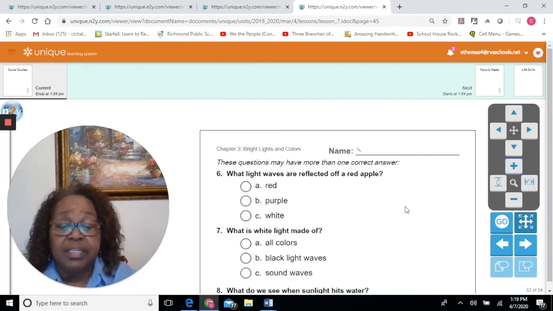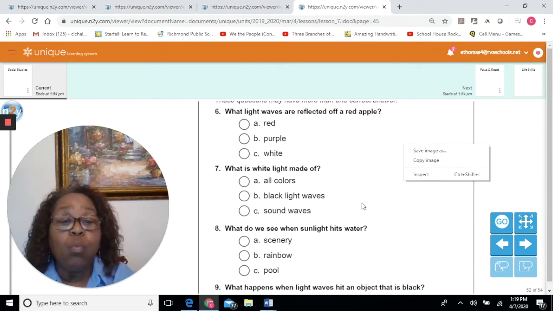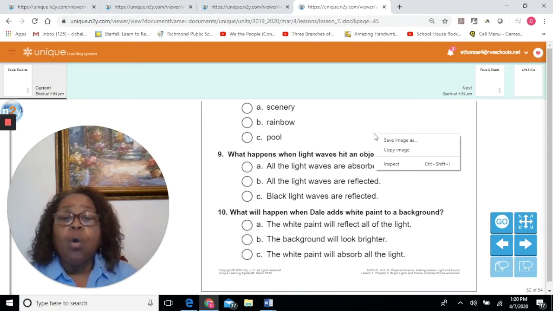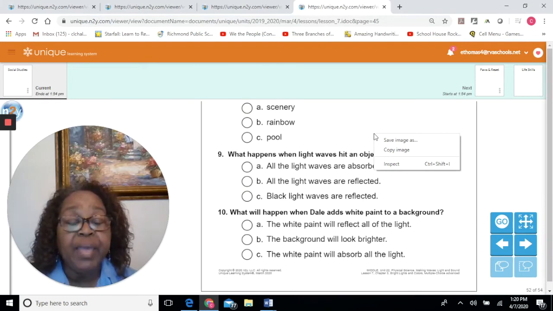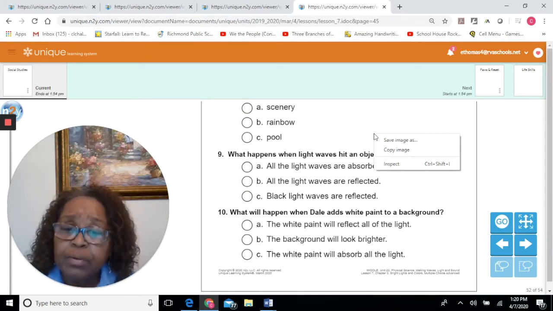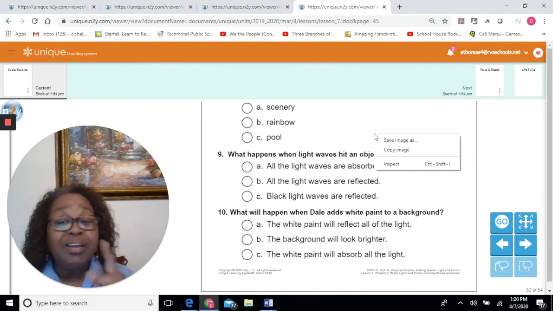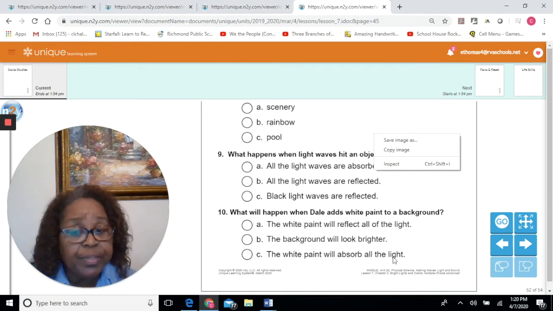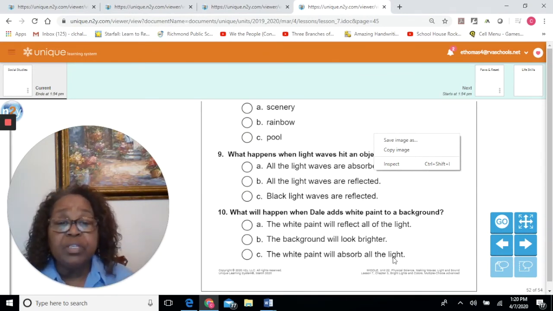So let's see an example of where there are more than one answers for the question that is being asked. Let's look at number 10. What will happen when Dale adds white paint to the background? Let's see if we can slash and trash some of this before we make our decision. The white paint will reflect all the light. The background will look brighter. The white paint will absorb all the light. Well, this will require some thinking because we remember the properties of what the light will do.